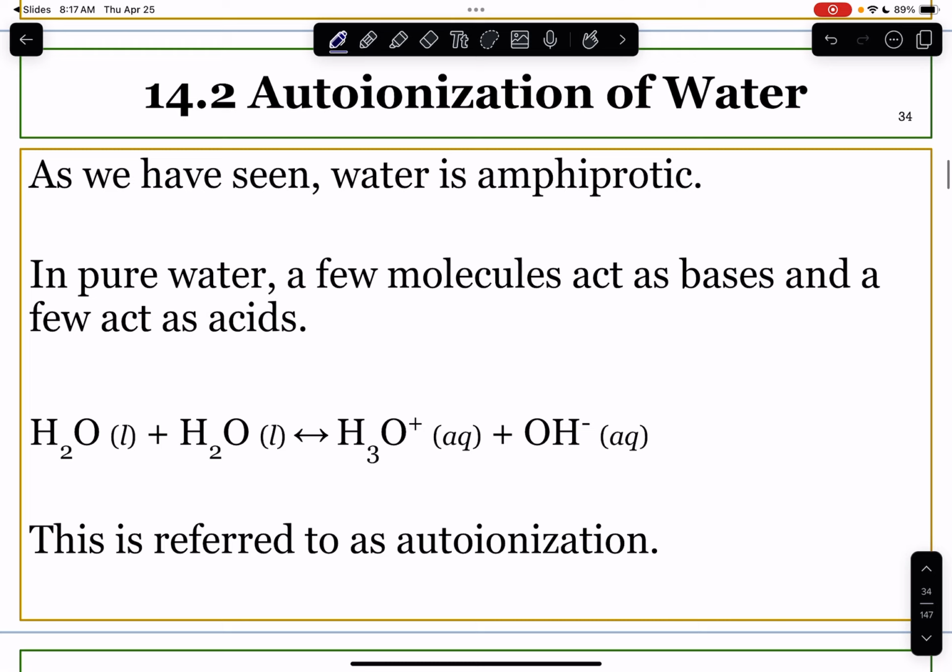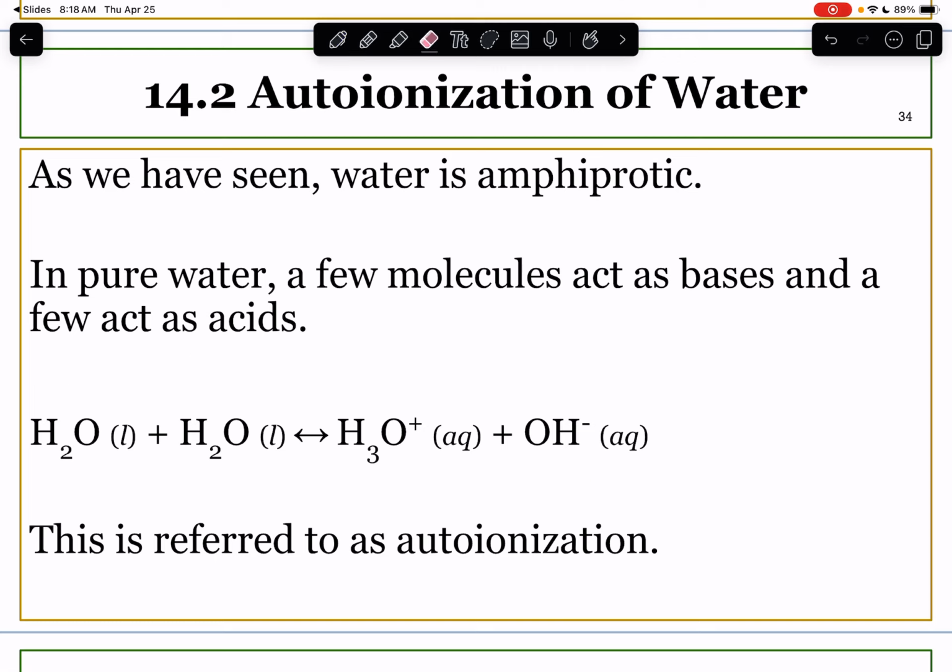All right, so 14.2 is talking about autoionization of water. In pure water, some of the water molecules will act as an acid and some of them act as a base. As we've seen, water is amphiprotic, meaning it could act as either an acid or a base, meaning it could either donate a hydrogen or accept a hydrogen. So between two water molecules, one of the water molecules might transfer a hydrogen over to the other one, and then we'd have H3O+ and OH-.